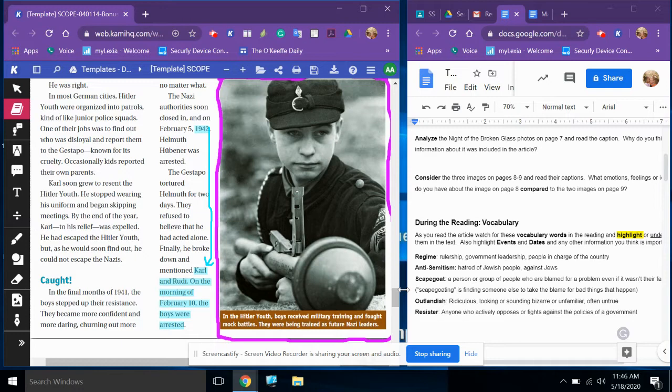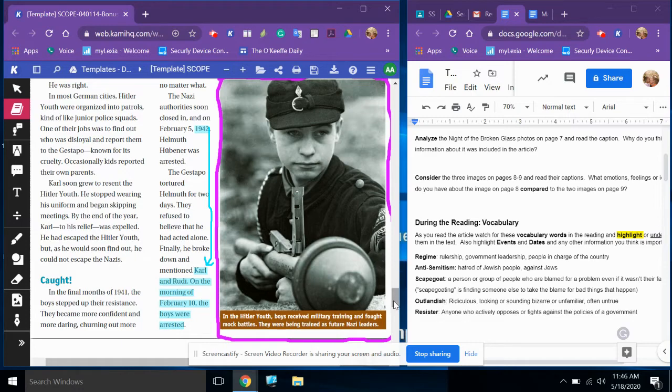Now, the Jungvolk, which, if you remember, the boy joined in our book Friedrich, was for boys ages 8 to 12, or 8 to 13. At 14, the boys would graduate from the Jungvolk and join the Hitler Youth. And it became much more about military, marching, mock battles, training them to become soldiers and future leaders in the Nazi Party.